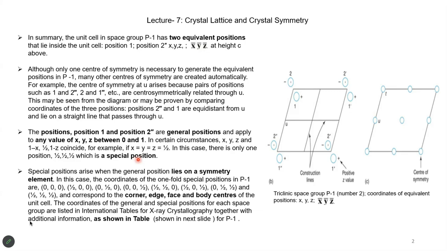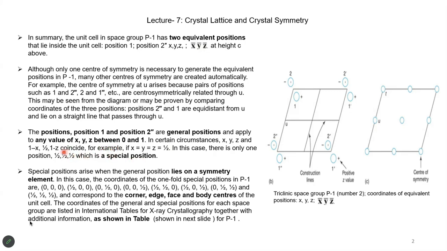Another thing, a general position, if it lies on a space element or a point element, then it becomes a special position.